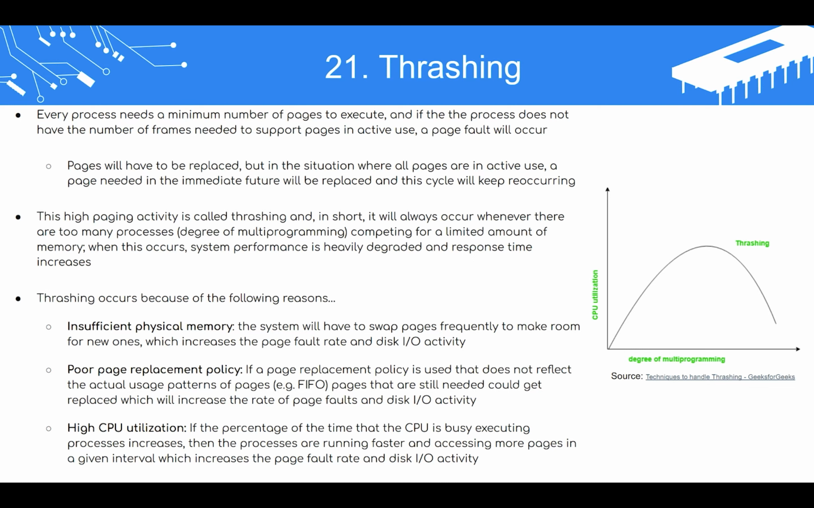So this will generally occur because of insufficient memory to handle the processes that the user wants. The page replacement policy does not reflect the actual usage patterns, like FIFO as we mentioned earlier, and there is high CPU utilization, which is where processes are running faster and are using more pages than normal.